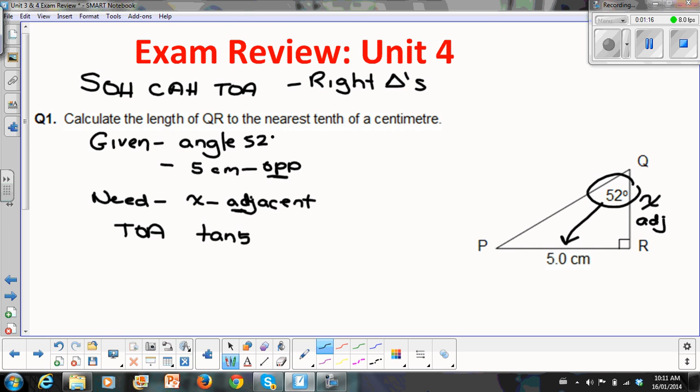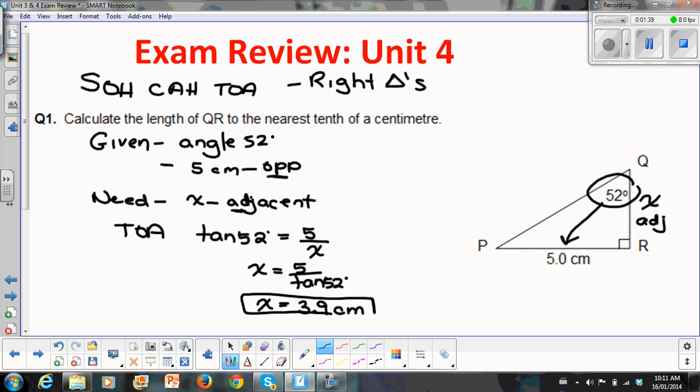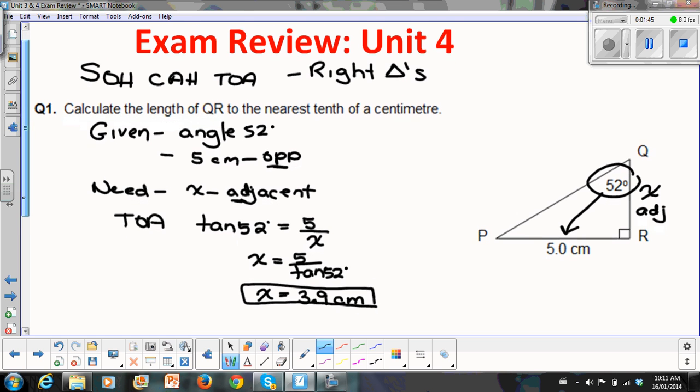The tan of the angle 52 degrees is equal to the opposite 5 over the adjacent x. By cross multiplying, the x multiplies up to the other side, and the tan 52 divides down. And when we plug it into our calculators, we get 3.9 centimeters. With side lengths, if you remember, we round to 1 decimal. And that's the answer.